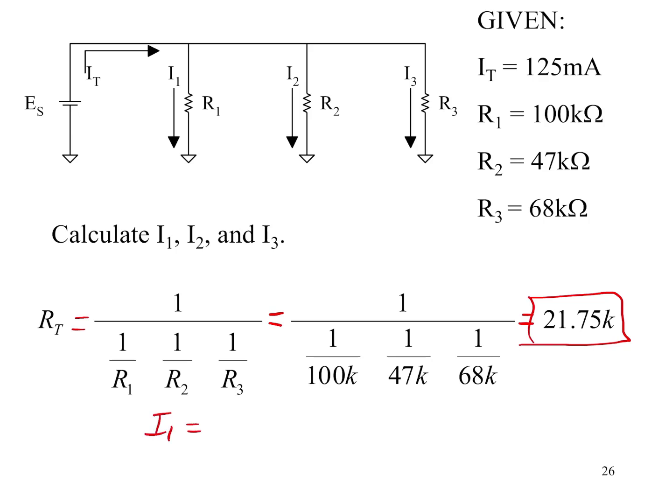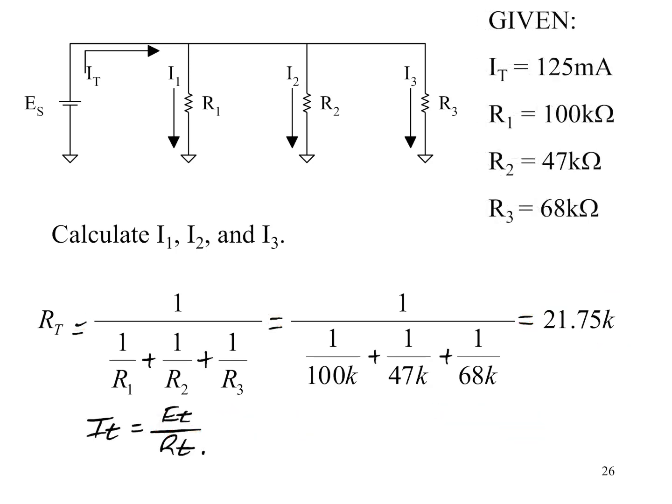I1 would equal R total over R1 multiplied by I total. So how would I total be calculated? Well, we would take our I total would equal E source divided by R total.